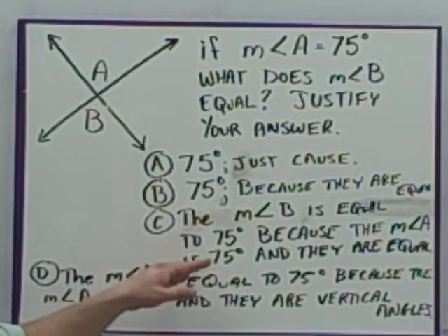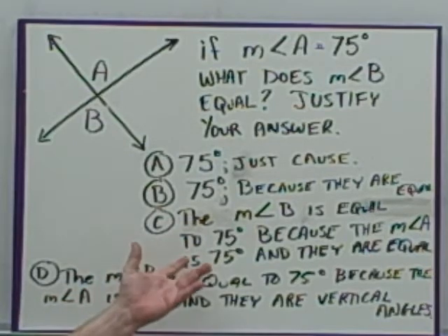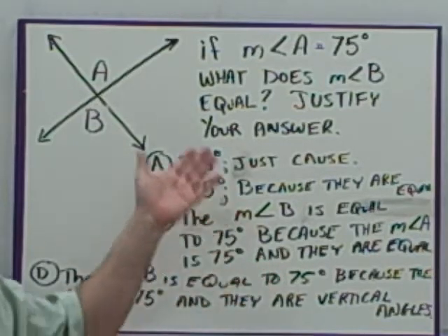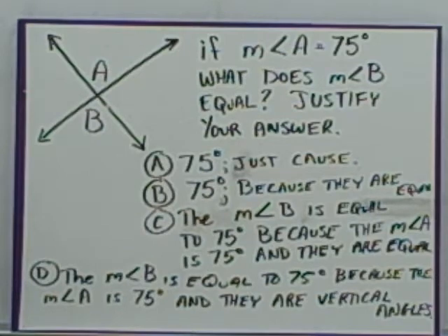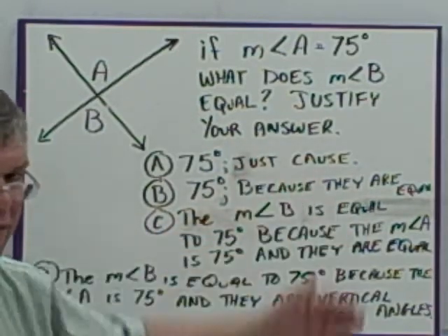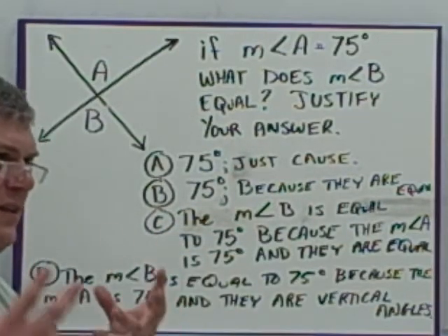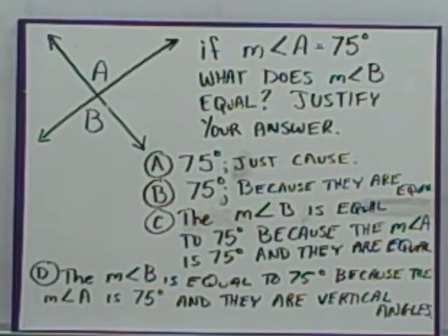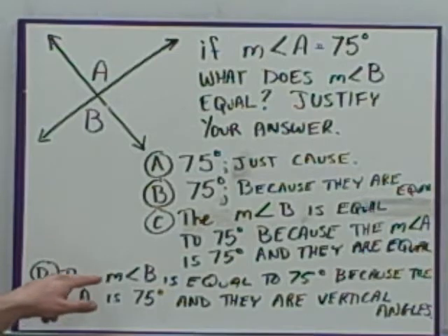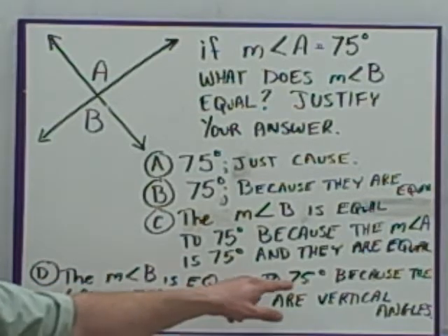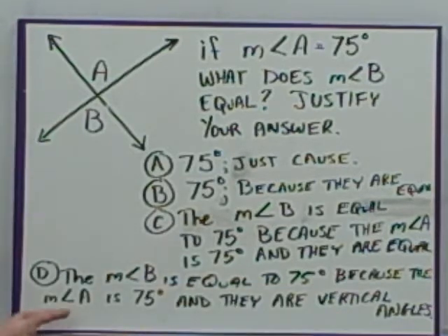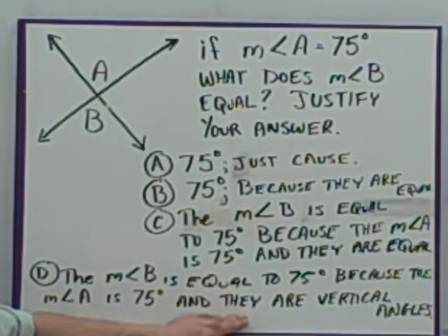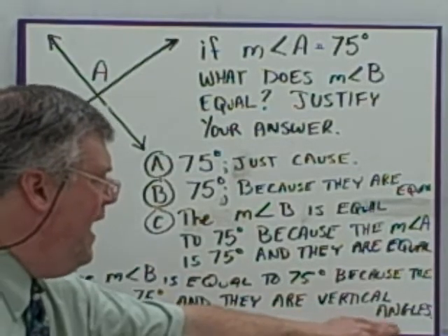This goes a little further. It does mention that the measure of angle A is 75 degrees, but that's just restating something from the question. It's basically saying because they're equal. It doesn't justify the answer. To justify it, you have to say the measure of angle B is equal to 75 degrees because the measure of angle A is 75 degrees and they are vertical angles.